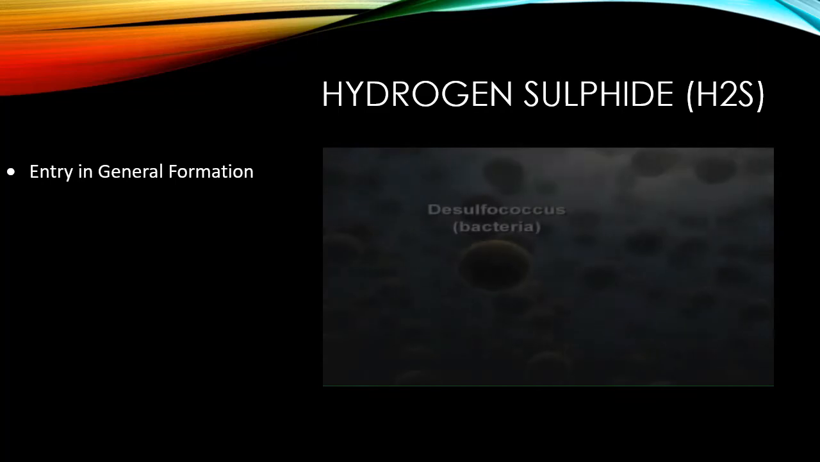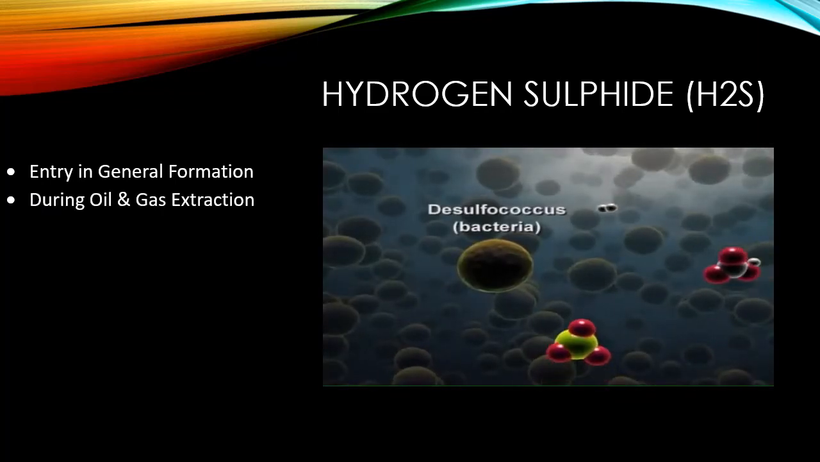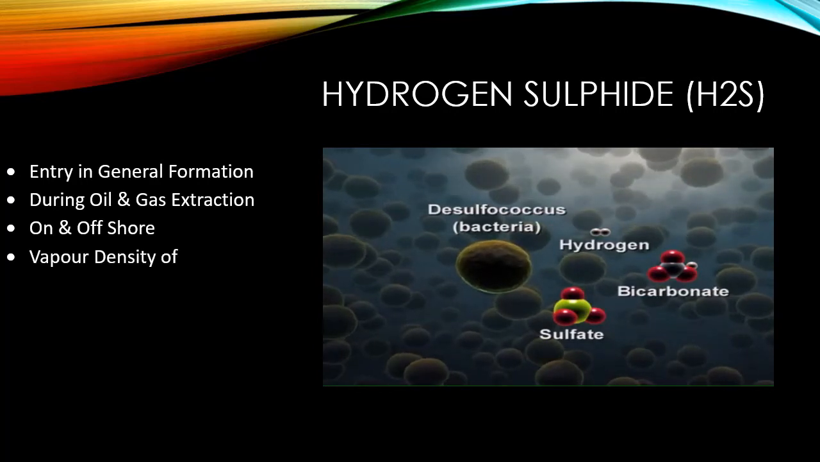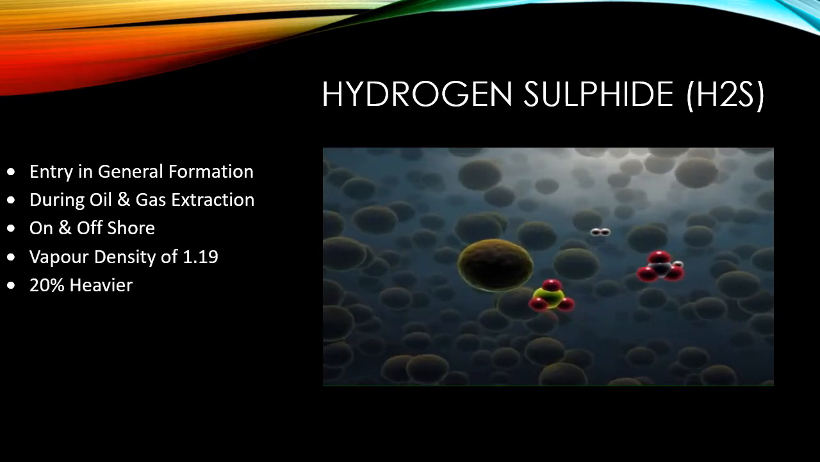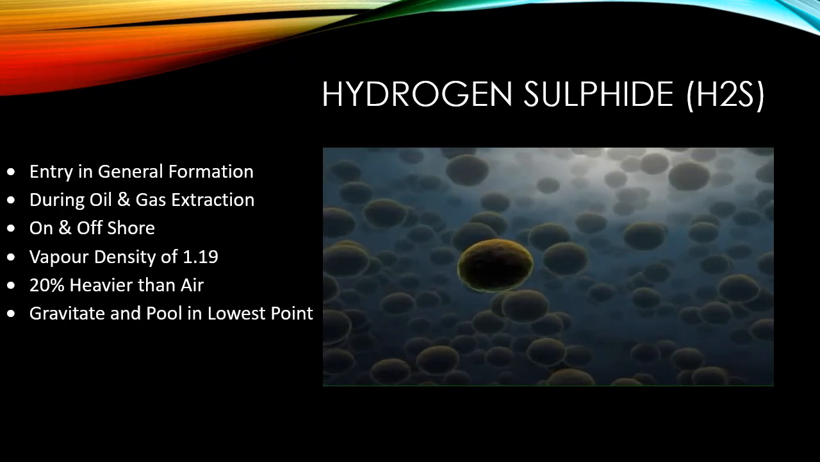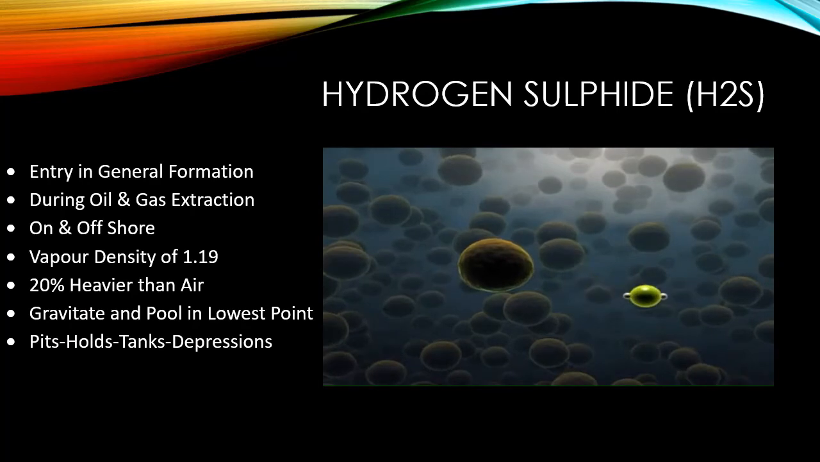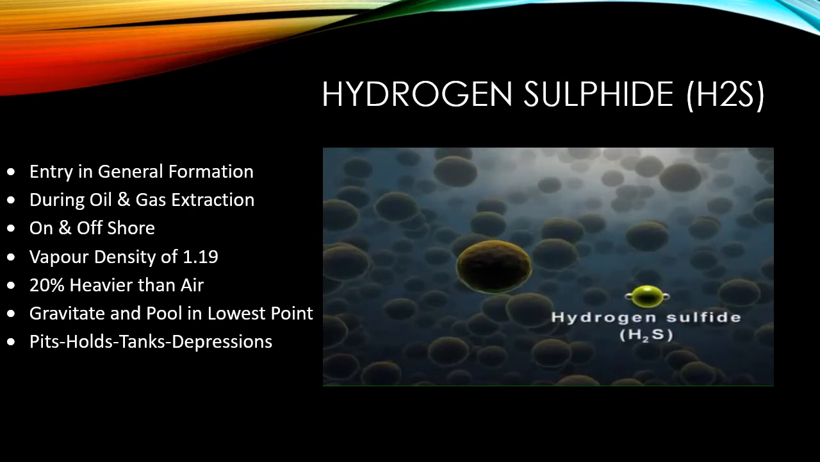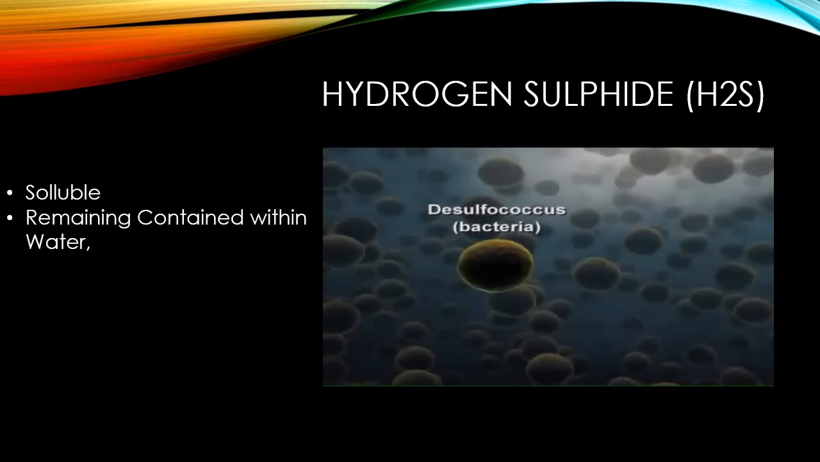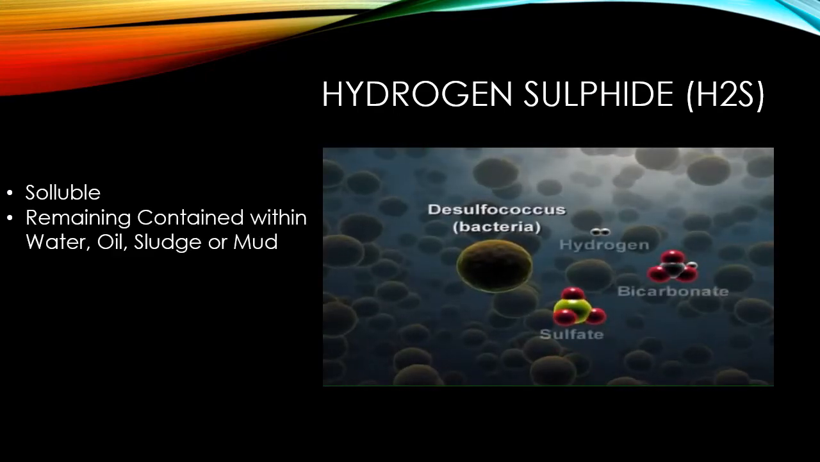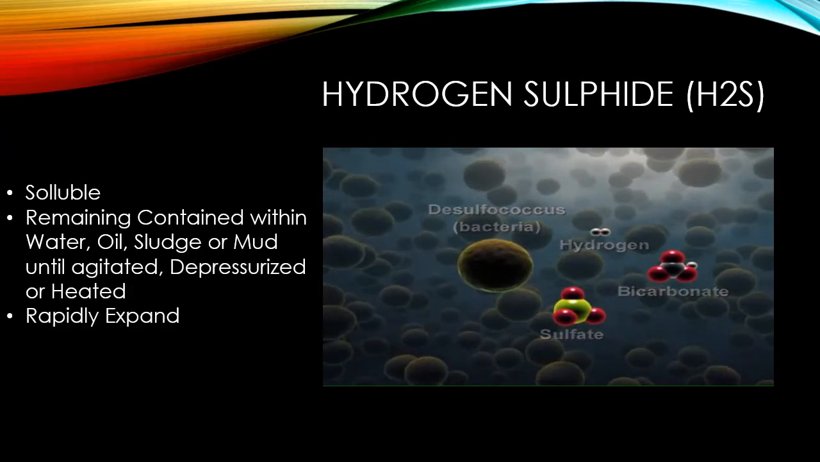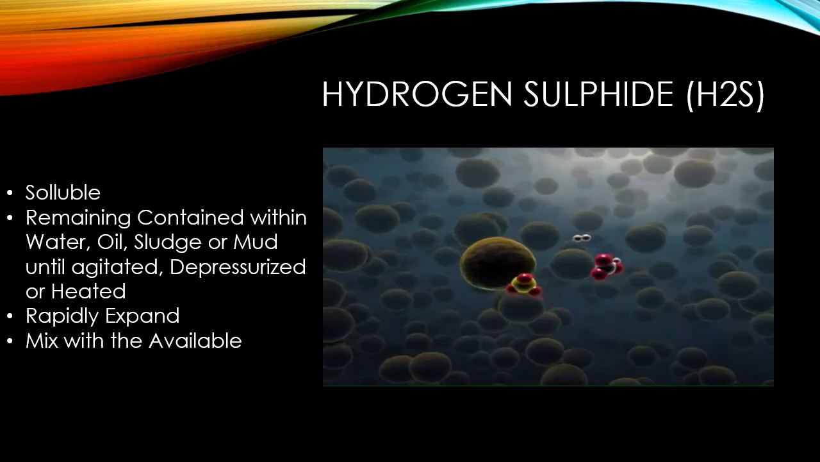H2S generally enters during formation, during oil and gas extraction, on and offshore. Having a vapor density of 1.19, it is 20% heavier than air, and gravitates and pools in the lowest points: pits, holds, tanks, depressions. It is soluble and remains contained within water, oil, sludge or mud until agitated, depressurized or heated. H2S rapidly expands and mixes with the available air.